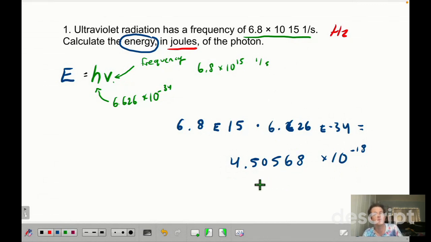Wait, we have to round to the right number of significant figures. So we're going to put 4.5, since the least specific measurement we had was 2 significant figures. We don't even worry about this 4 because it is a constant.